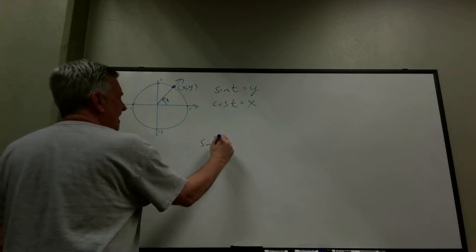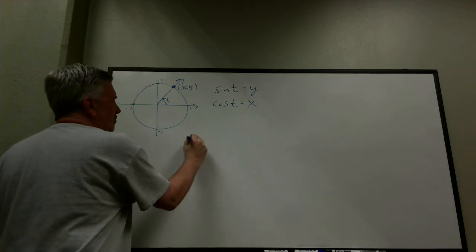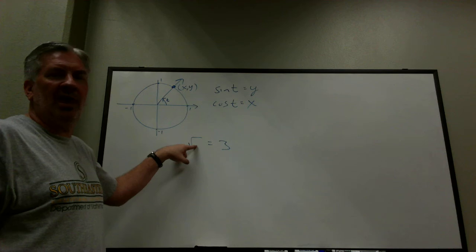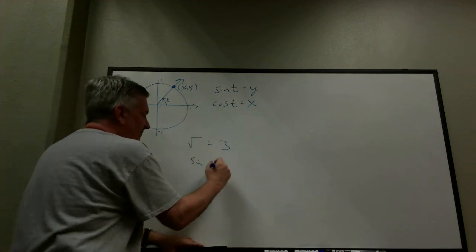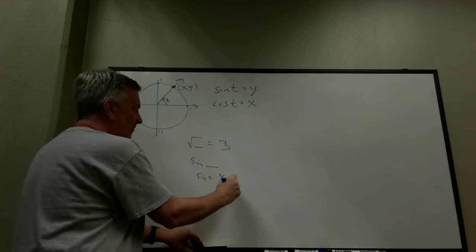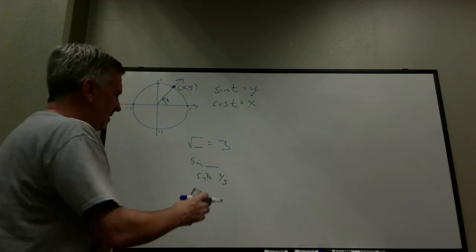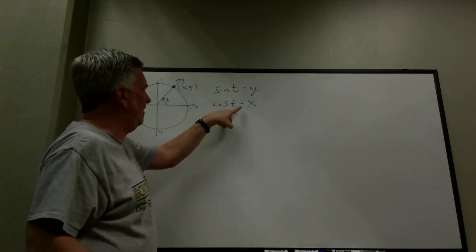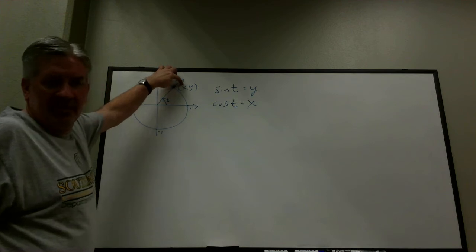Writing sin equals makes no sense, okay? It's just like if you wrote square root equals 3. That makes no sense. You have to take the square root of something. You have to take the sine of something. So just writing sin equals 2/5 makes no sense. I always write a question mark there to say sine of what? So you have to take sine of an angle and it spits out a number. Cosine of an angle is a number. Okay, so sine is the y value, cosine is the x value.